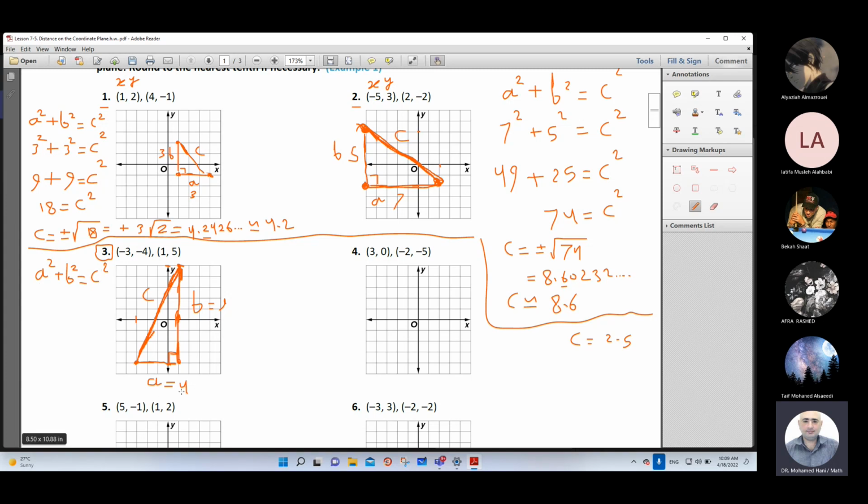Okay, what is the value of A? 4, so we write 4 squared, plus B is 9, so we write 9 squared, equals C squared. What does 4 squared mean? It means 4 times 4, which is 16. What is the meaning of 9 squared? 9 times 9 will be 81, equals C squared.